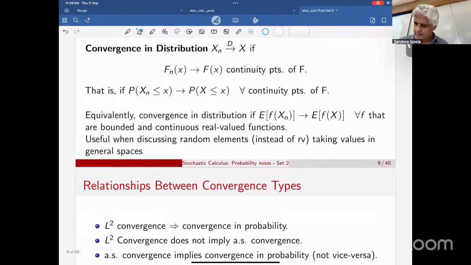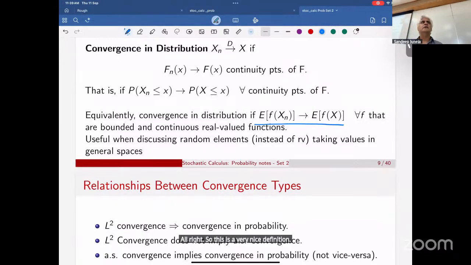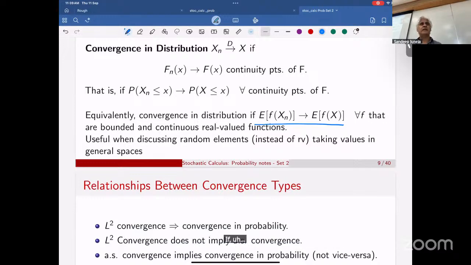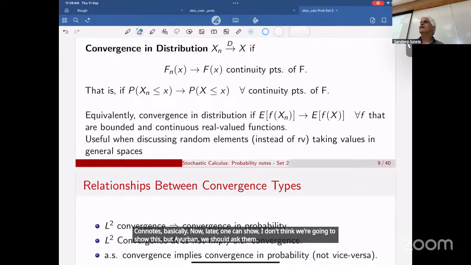All right. So this is a very nice definition. A sequence of random variables Xn converges in distribution to X if expectations of bounded continuous functions converge. Now later one can show, I don't think we're going to show this, but we should ask about it: convergence in probability implies convergence in distribution, but not the other way around.